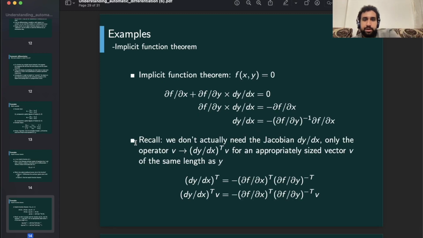If we have a function y of x that's defined implicitly by this relationship of f of x, y equals 0, then one thing we can do is go ahead and write out the full derivative with respect to x like this.